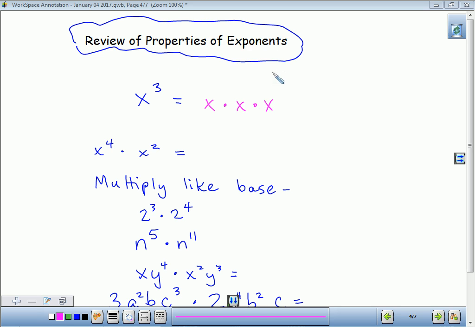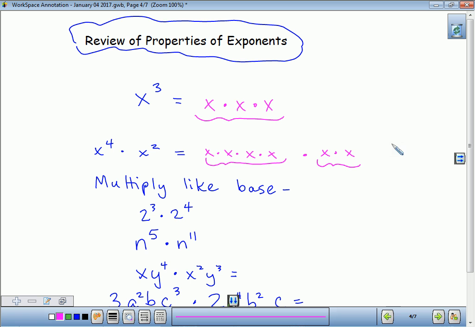Reviewing the properties of exponents, we just talked about how an exponent is a shortcut way of writing repeated multiplication. So x to the third is the same as x times x times x. Now, if we take x to the fourth times x squared, well, x to the fourth really means x times x times x times x, times x squared.